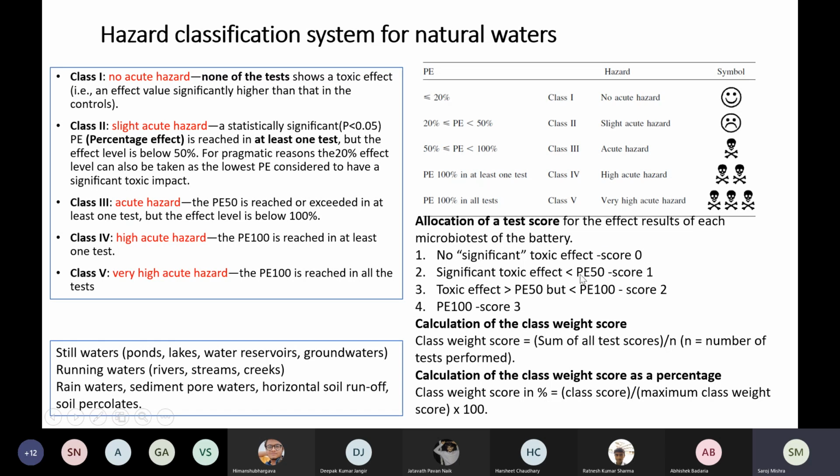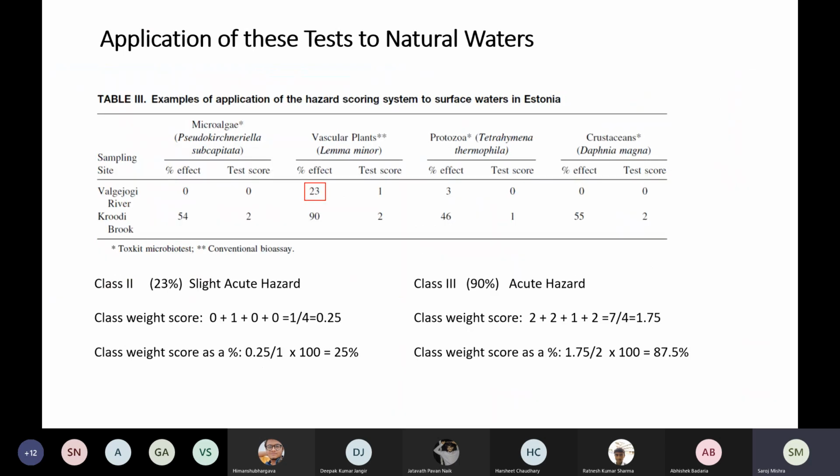But if the effect is between 20 to 50%, then it is assigned a value of 1, so on and so forth. And then we look at how the class weight score is calculated, as a percentage. Okay, so please read all of this together. But now I'm just going to shift to how these tests have been used and the data which is generated. How does it allow you to classify that natural water body?